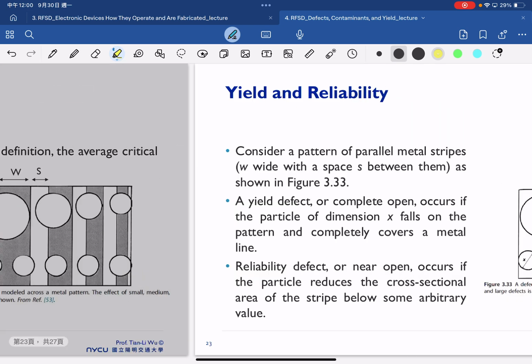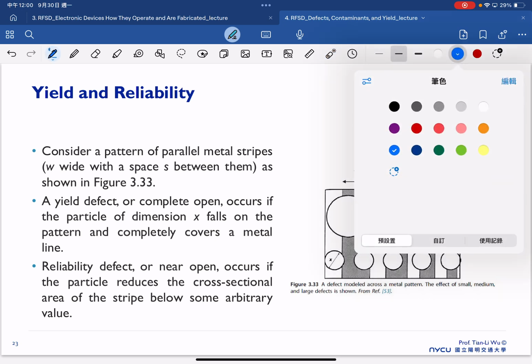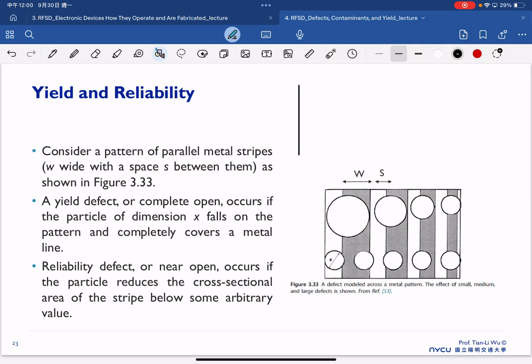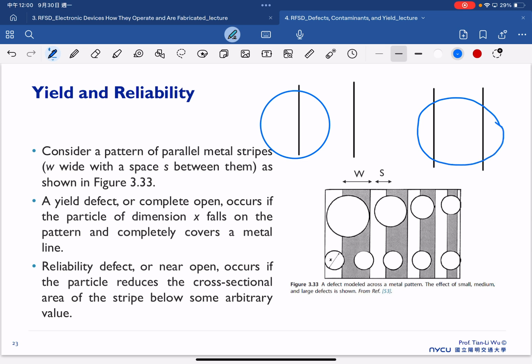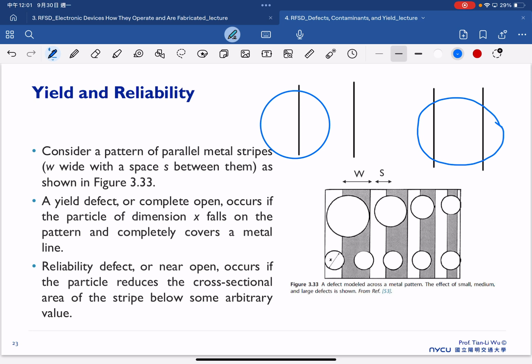So we can also consider this graph as one example to understand the difference between the yield defect and reliability defect. In general, if you have one interconnection line here with a defect here, and compare to another interconnection line here, but now you have the defect here. So now we can see the first one is generally considered only as a reliability defect.